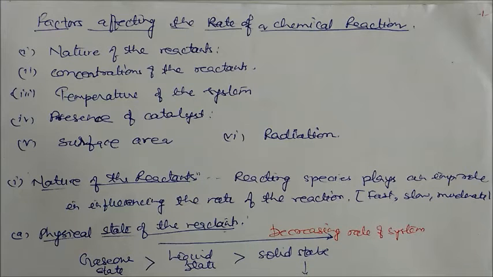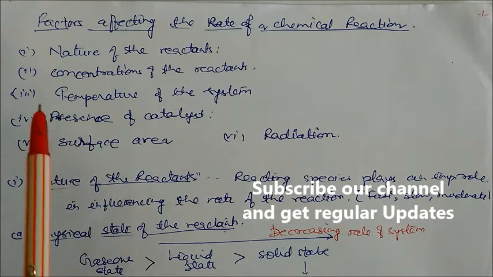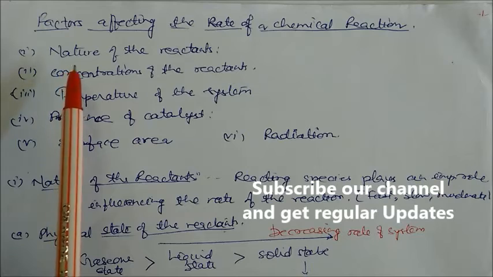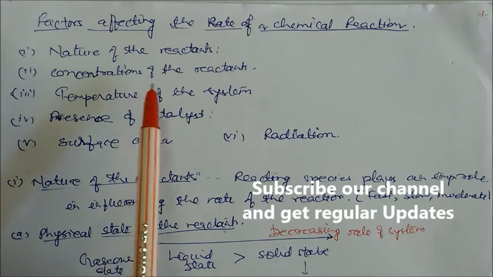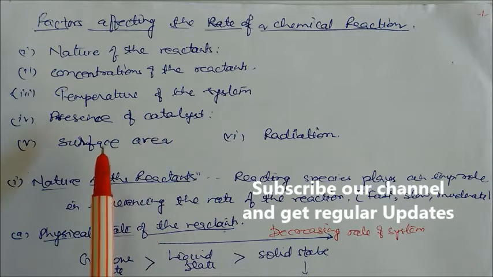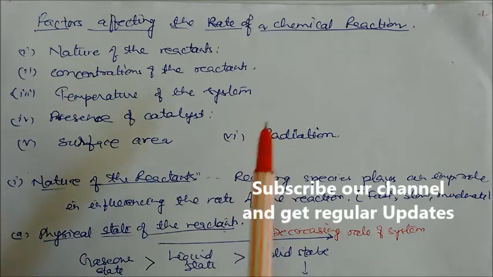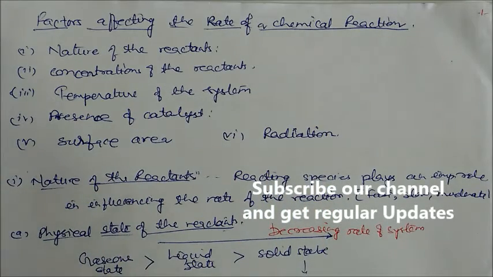So in this session we will study the factors which are affecting the rate of a chemical reaction. So we will see the list of all factors. These factors are the nature of the reactants, concentration of the reactants, temperature of the system, presence of catalyst, surface area, radiation. These are some of the factors which are affecting the rate of chemical reactions. Let us see how each factor is affecting the rate of chemical reactions.